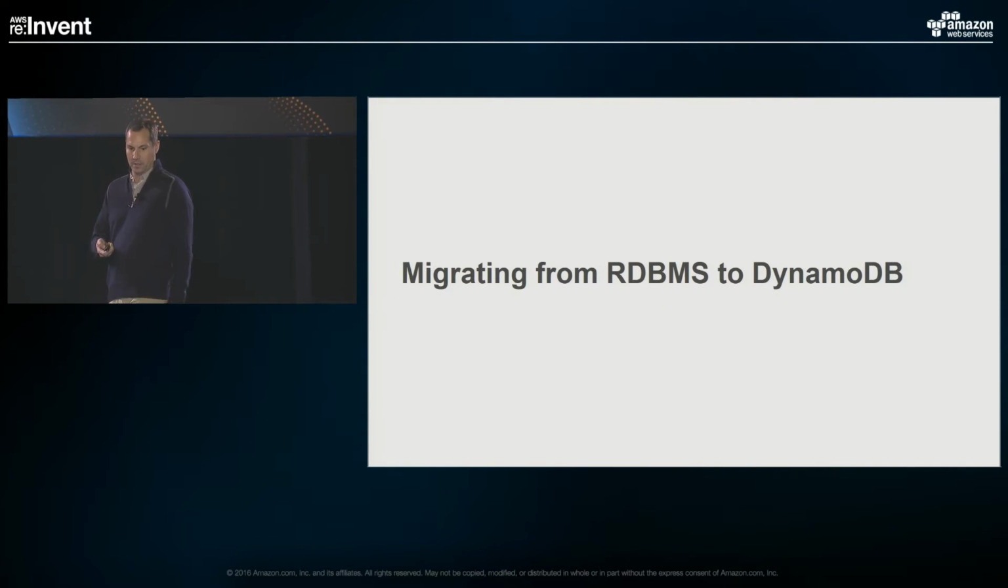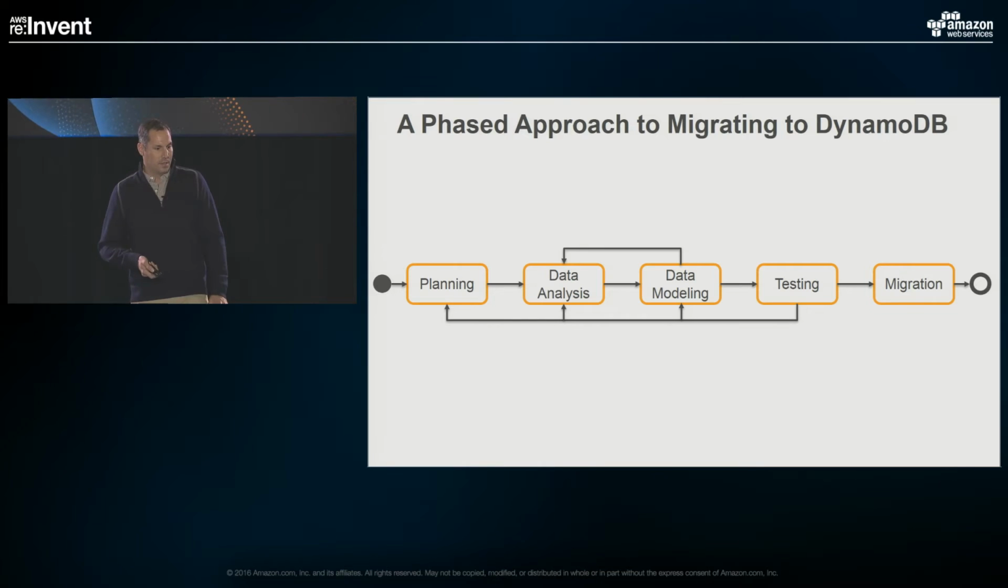Okay, so the migration process. This state diagram shows basically, you start with the planning state, then you go to the data analysis state. Data analysis, you go to data modeling. There's probably some iteration within that state, right? It's unlikely you're going to get the data model right the first time. Anybody who's ever done entity relationship modeling with a relational database will tell you, yeah, you go back and forth a little bit. You're probably not going to nail it the first time.